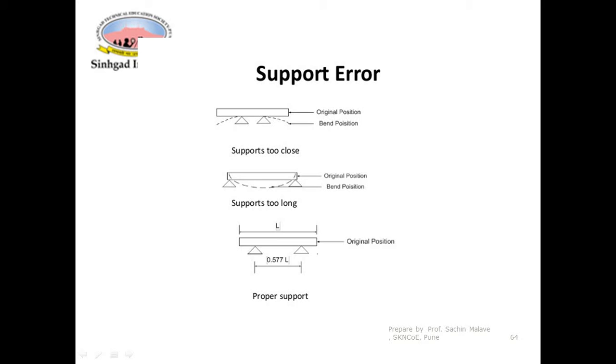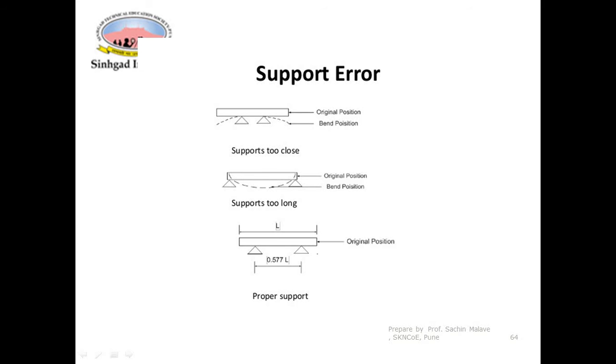Its own weight will cause the object to bend either in a downward direction, or it may go in this fashion also. So it may bend like this, or it may bend like this, because of its own weight. Now the issue is placement of these two supports at the correct position. So if we want to avoid this type of error, the distance between the two supports must be correct.